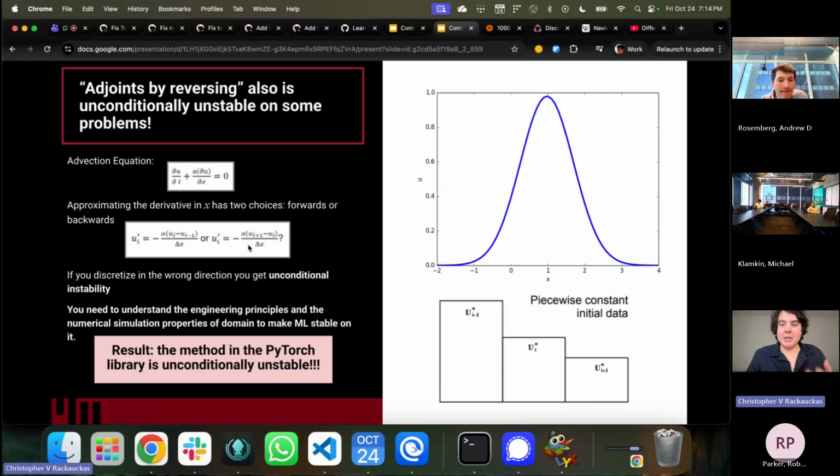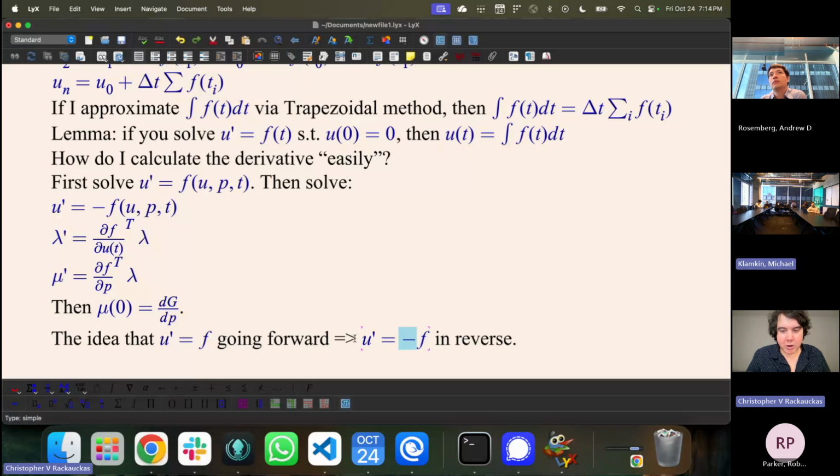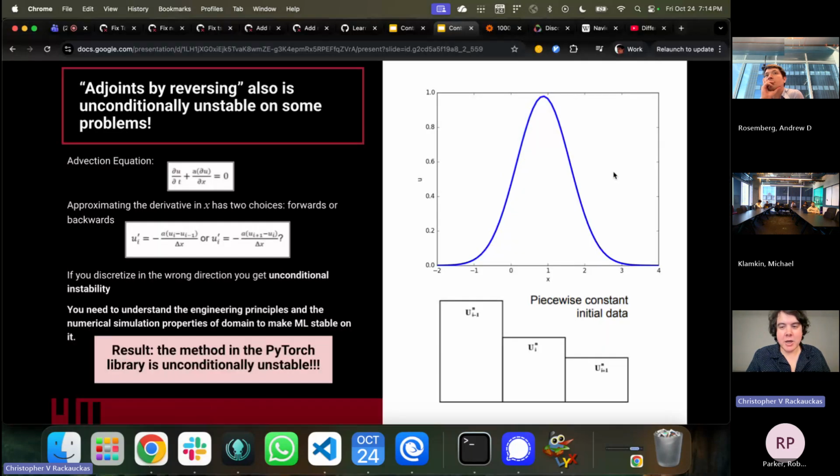The issue here is that this is actually a non-reversible ODE solve, right? So if you solve this ODE going forwards using the upwinding method, and then you just naively flip the term and solve this ODE in reverse, what you actually get is that the reverse solve is unconditionally unstable, because it's now doing downwinding of the advection equation in the reverse direction, right?